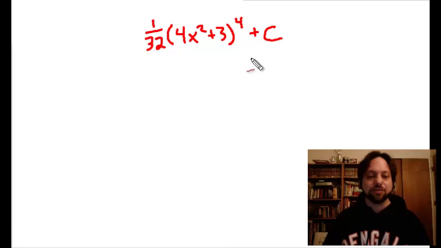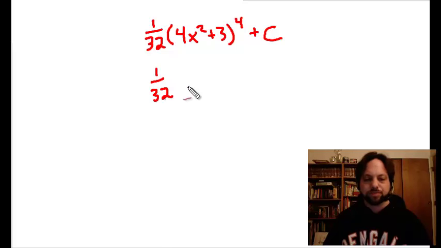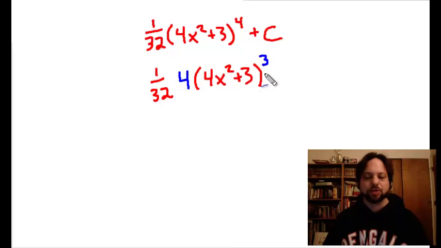Now, if we wanted to differentiate this, of course, it wouldn't really be that bad. I could keep my 1 over 32. This 4 right here is actually going to drop down, and I'll have my 4x squared plus 3. Of course, now it'll just be to the third power. And then I will need to, of course, follow that up, because of the chain rule, with the derivative of this inside part right here, which in this case would just be 8x.